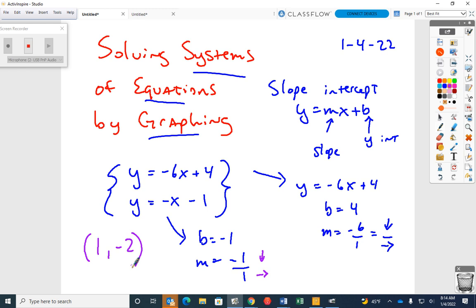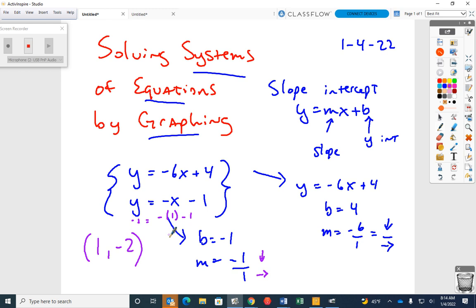But if I have (1, -2), and I plug in -2 for y right here, -2 equals -1 minus 1. Well, what's -1 minus 1? -2. Does -2 equal -2? So was it correct for that one? Yes. Now, you don't have to go back and check, okay? You kind of understand what we did there. Okay, let's try another one.